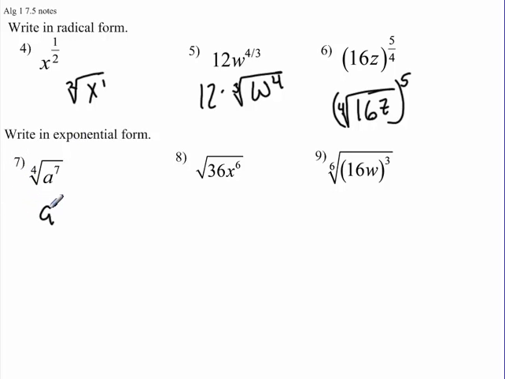Alright, now going the other way. A to the, this is always easy. This seems a lot easier. A to the 7/4. Oh, this one's tricky. Be careful here. 36 to the 1/2. Again, remember, if there's nothing here, there's always a 2. If there's nothing here for a power, there's always a 1. And x to the 6/2, which reduces: 36 to the 1/2, x to the 3rd. Okay, tricky one. Be careful of that thing.